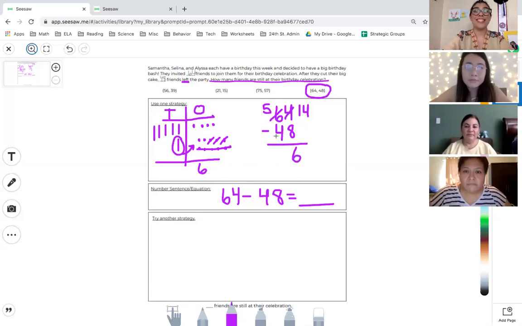Now I need to move to the tens place because it says 5 minus 4 tens makes 1. And so I can do it on my tens and ones chart too. So I know this part is already taken away because we regrouped it and used it for the ones place. So now I have to take away 4 more tens.